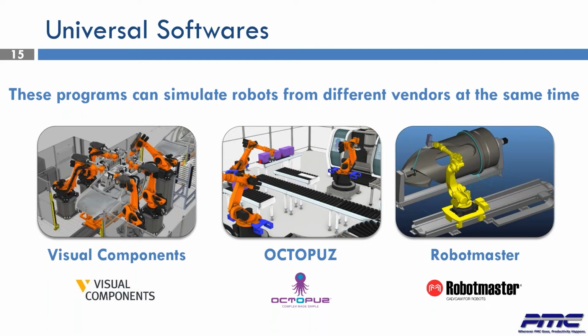Here we have Visual Components software from Visual Components company. We have Octopus software from Octopus company, and Robot Master from Robot Master company. What basically differentiates them are the menus, the graphic interface, the extensions of the mathematical models, the 3D CAD files, and some other small particularities.